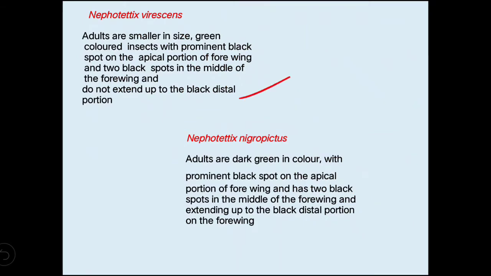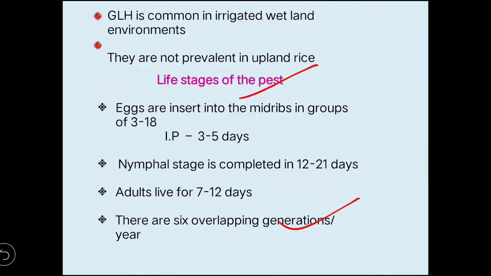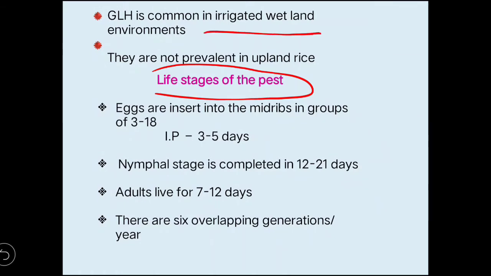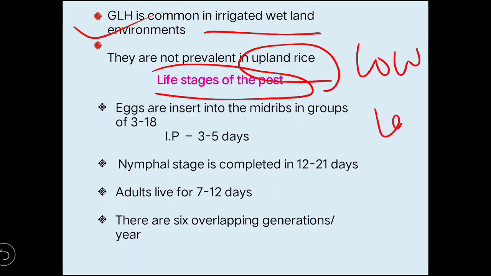So this is the theory I have given here. Next are the life stages, and where you will find this GLH. Wherever rice is grown, like in irrigated wetland, GLH is common in that rice area. They are not prevalent in upland rice. So normally you will find them in lowland rice.